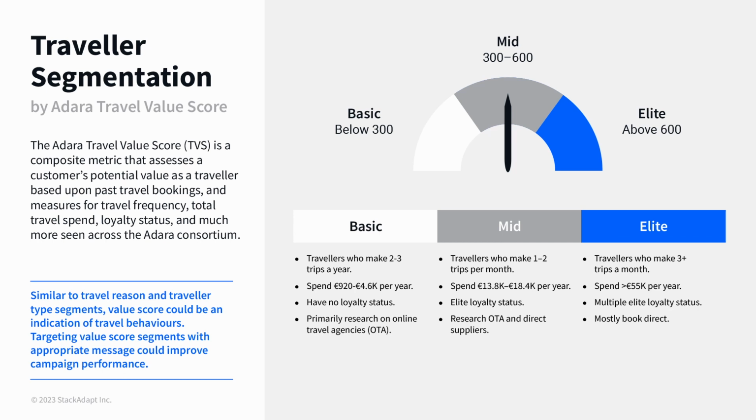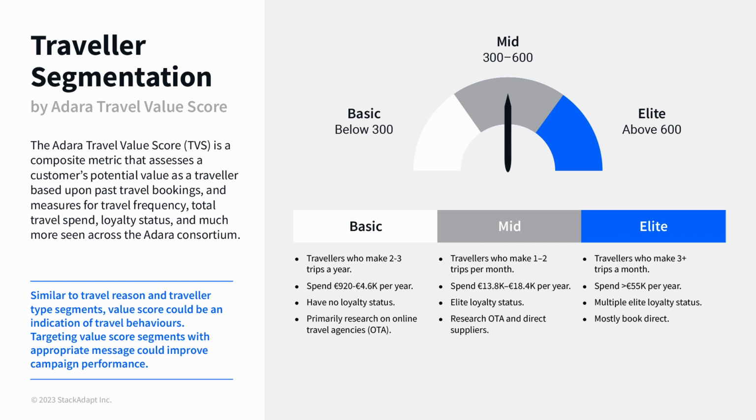The mid-tier is then people who make between 1 and 2 trips a month. They're generally spending up to about 20,000 euros per year on their travel. They will have at least one sort of subscription or membership usually, and their research is generally split between online travel agencies and then direct with suppliers as well. Generally because I think they've got a little bit more budget, so sometimes they might be looking for a more customized solution by speaking to the provider directly.